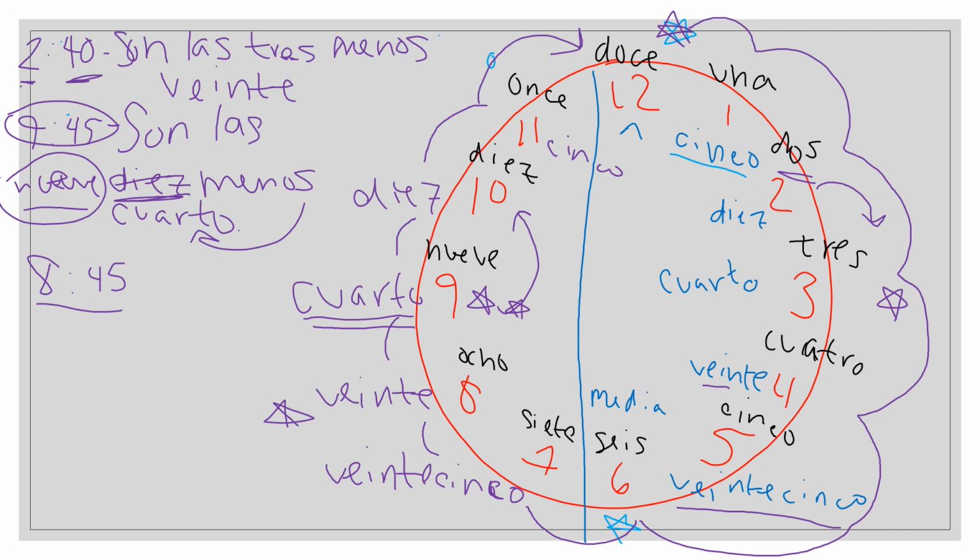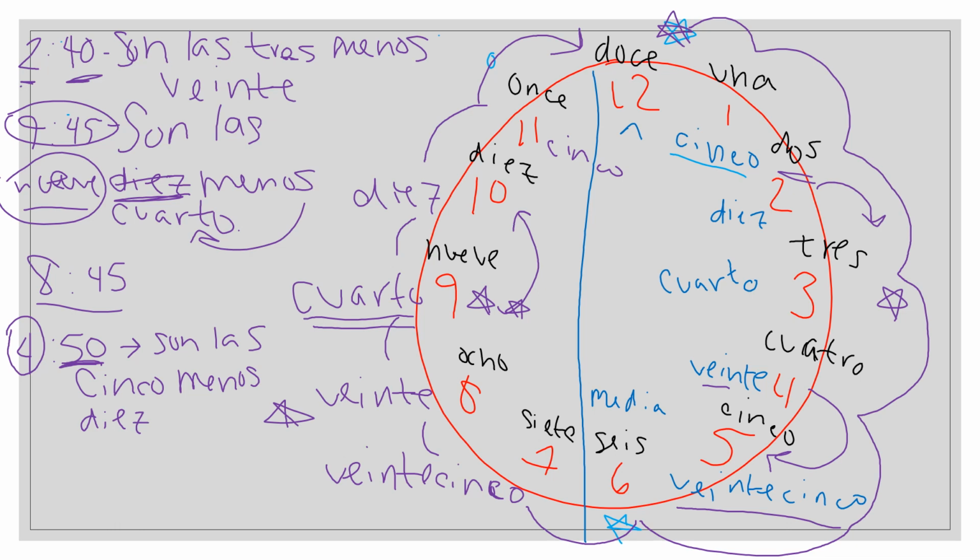So I want to say 4:50. Once again, try and do this before I say it. The 4 is going to go to the next hour. If we're at 4, next hour up, 5 o'clock. Son las 5. So it's the next hour, and then because we're saying minus 10 minutes, it's menos. And then there's 10 minutes until 5. So 10. Think of it backwards if you have to. Don't look at this as 50 minutes after 4. Think of it as 10 minutes until 5.